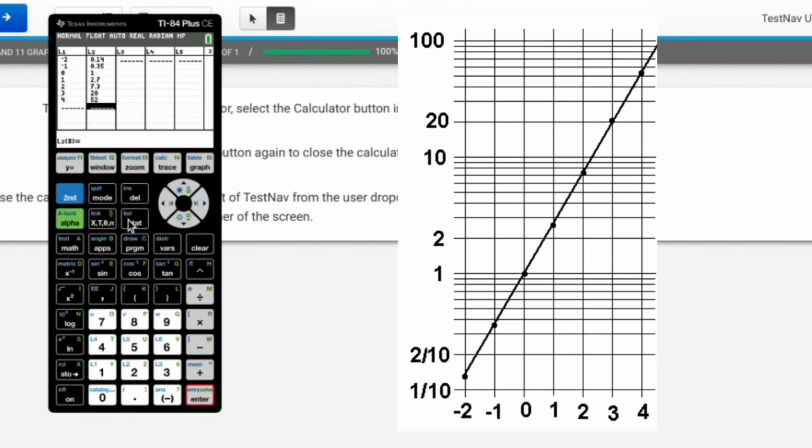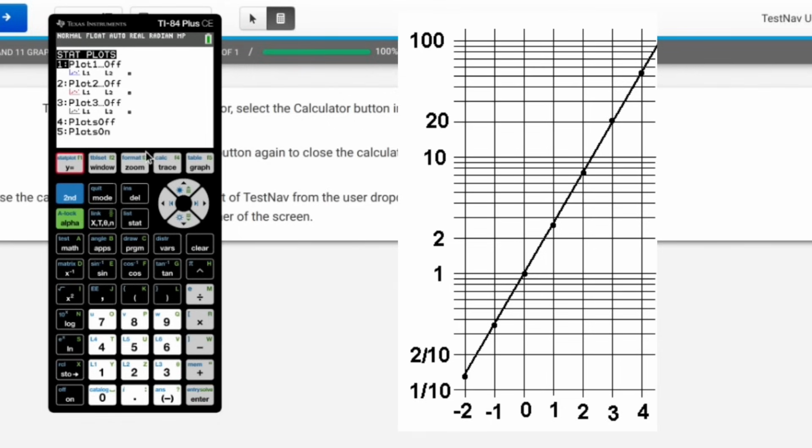Okay. Now, just for funsies, let's stat plot this to see what it looks like on a coordinate plane to see if it looks log or exponential, which is what we want to do. So I'm going to turn second y equals, I'm going to turn the stat plot on, and then I'm going to zoom stat, which is zoom 9, and that looks pretty exponential to me.